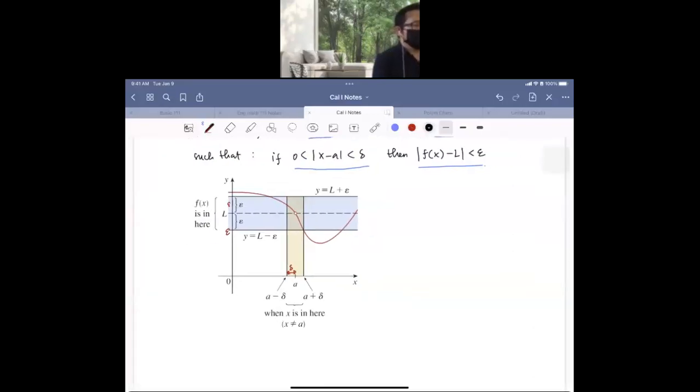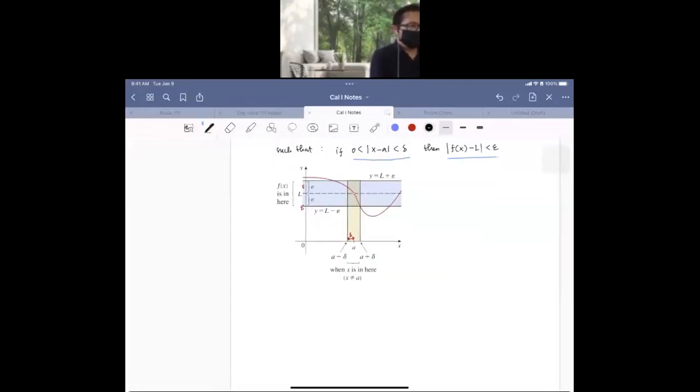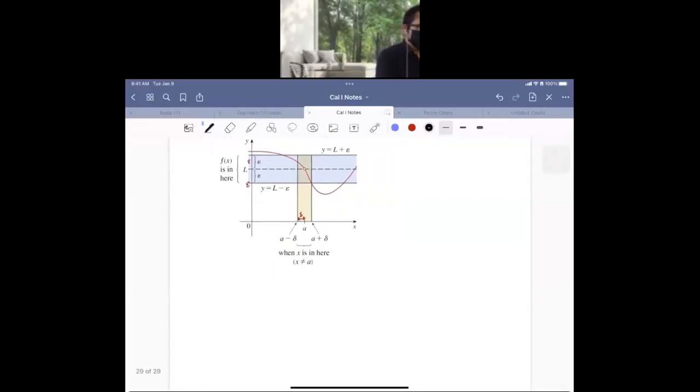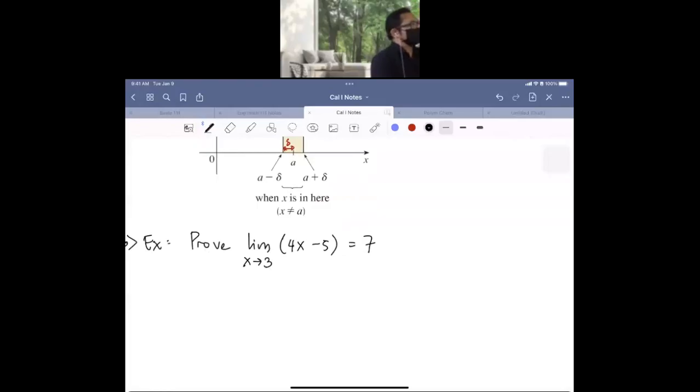Okay, let me give you a typical work on the precise definition. So, prove the limit as x approaches 3 of 4x minus 5 is equal to 7. Okay. So this is a typical problem for a precise definition.